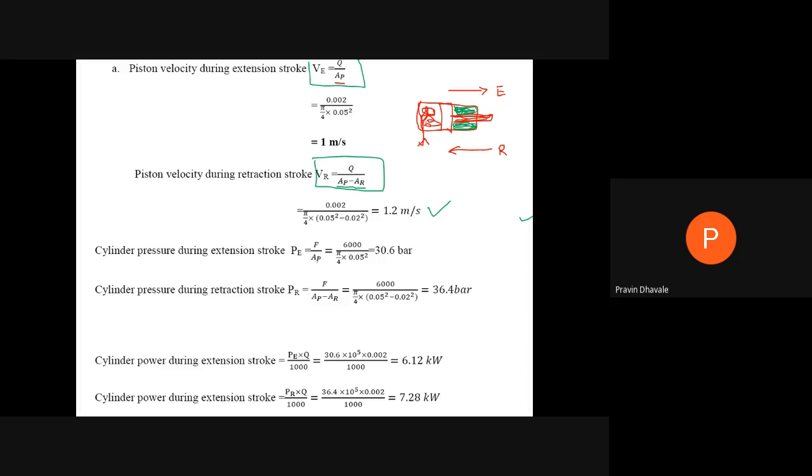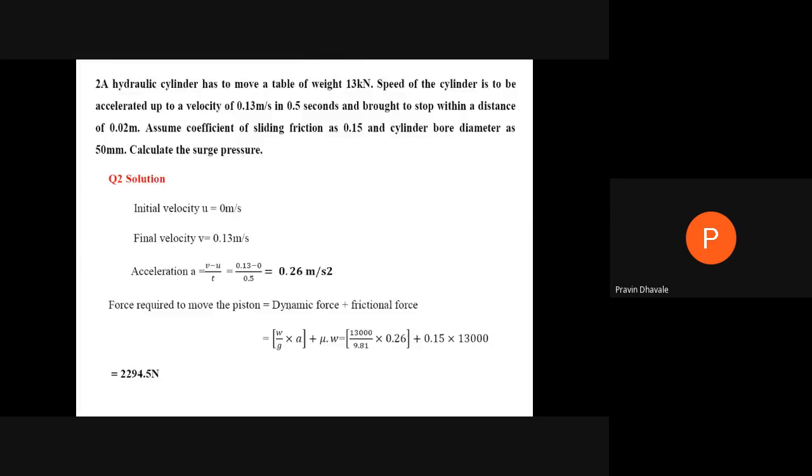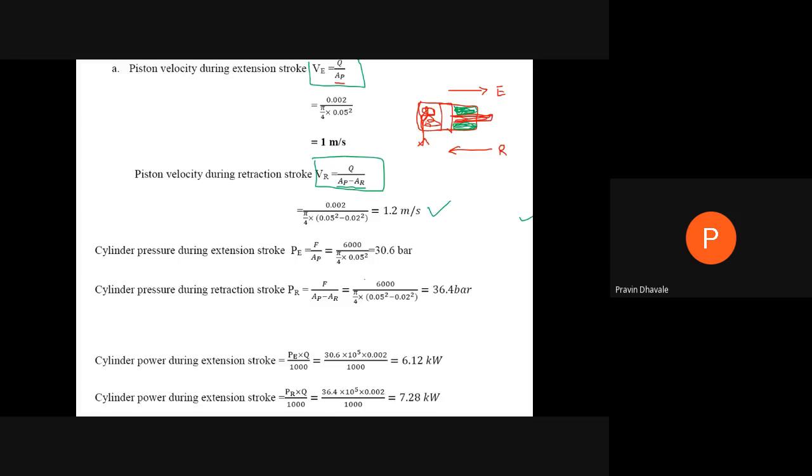And area of the piston is pi by 4 d square. D is the diameter of the cylinder, its value is 0.05. We are putting in pi by 4 d square. So when you solve this, you get the value in Newton per meter square, that is bar.